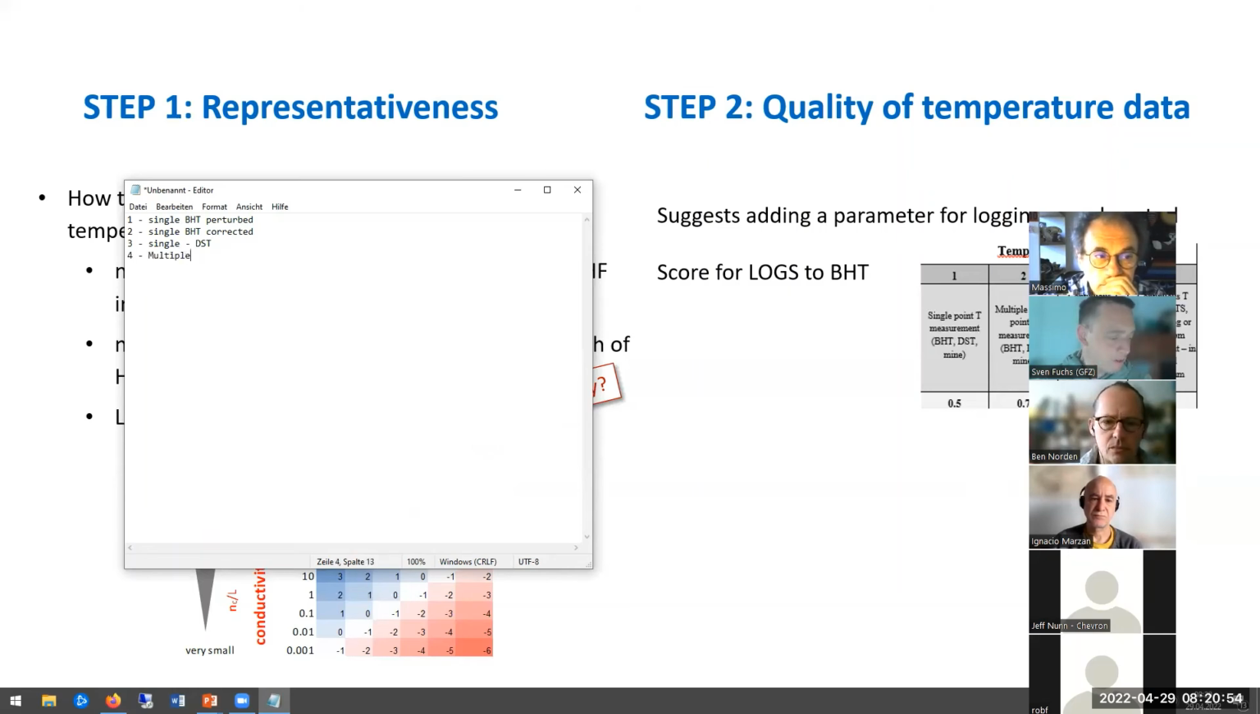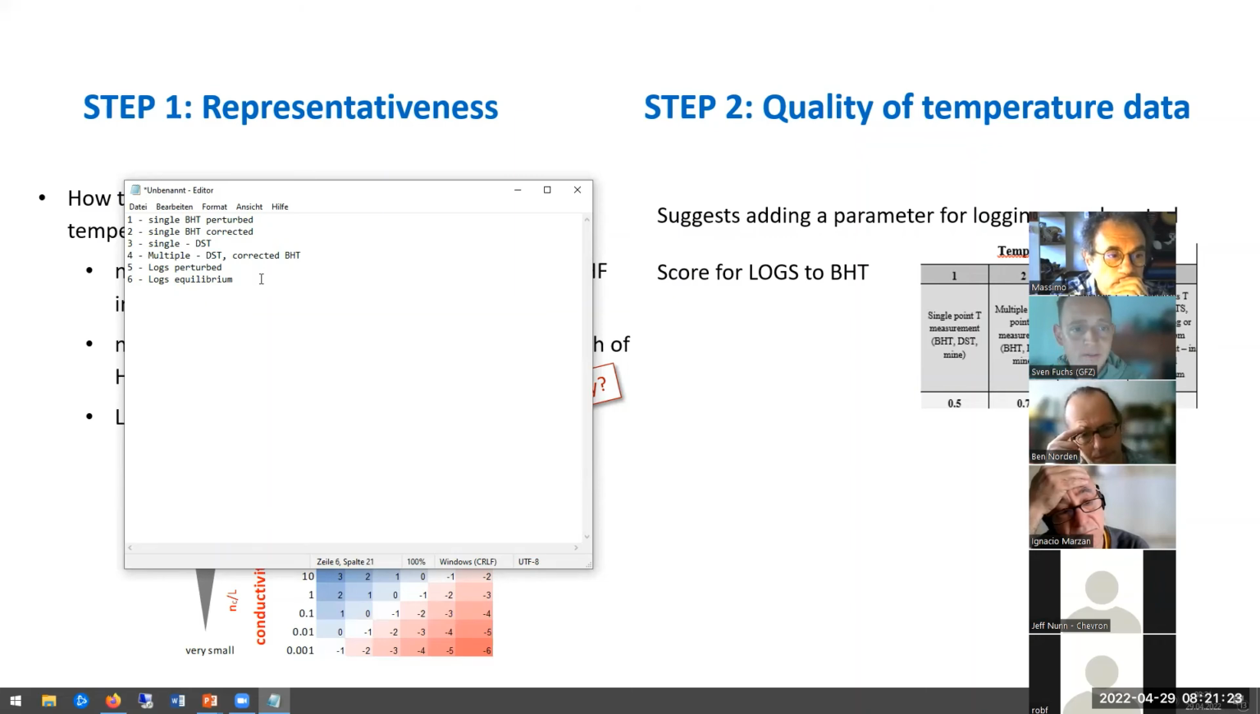Just write down, I don't know whether I summarized this correctly. So it would be 6 categories. Does this reflect, Rob, what you had in mind?